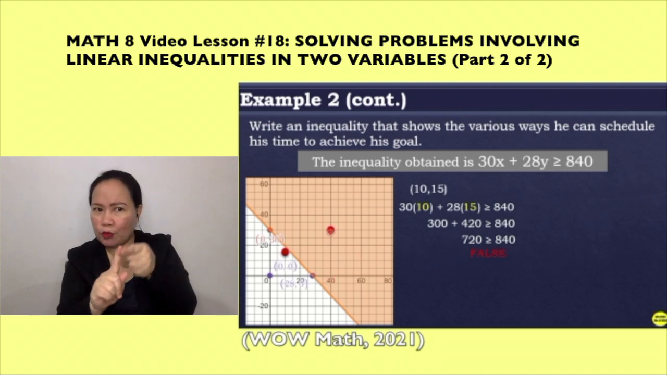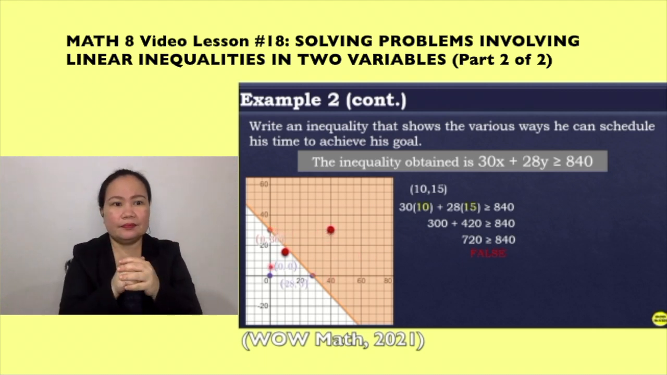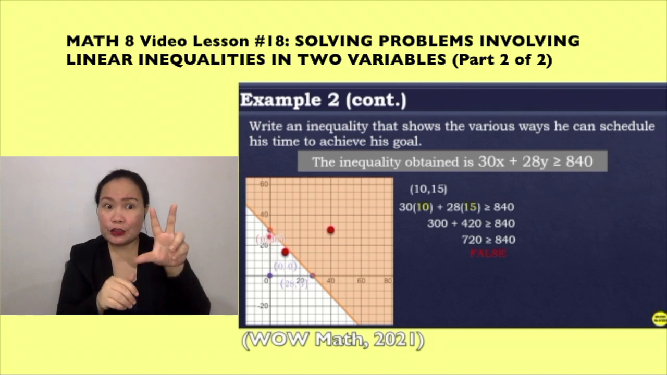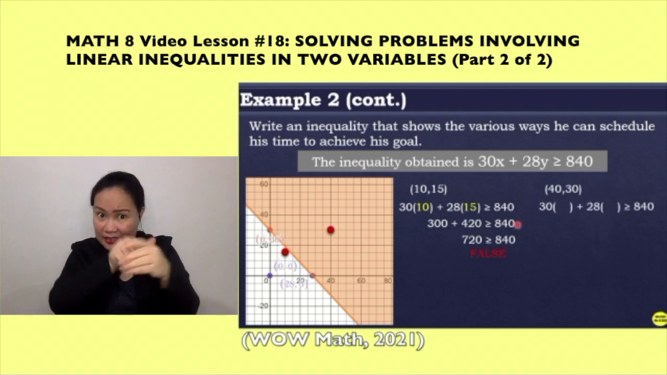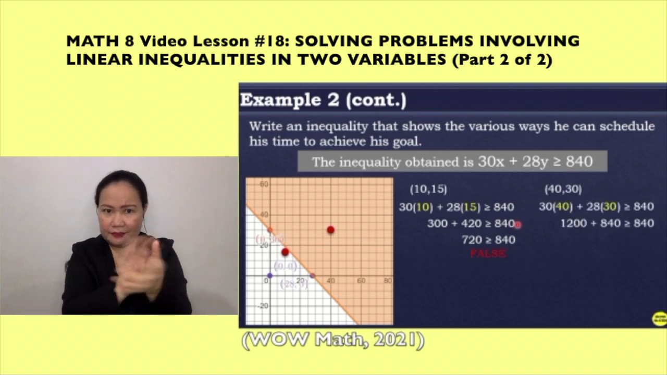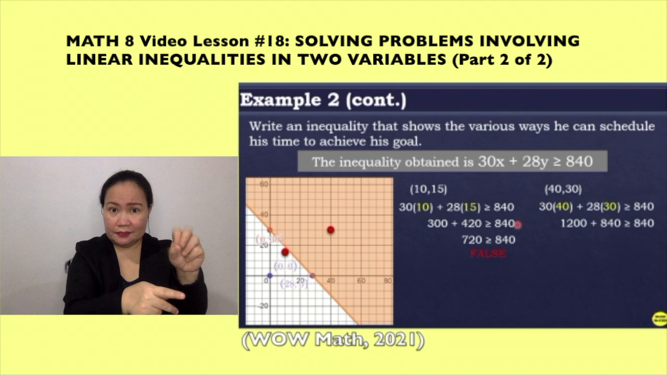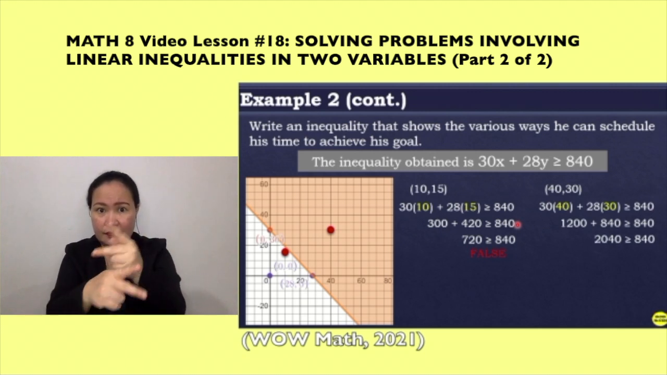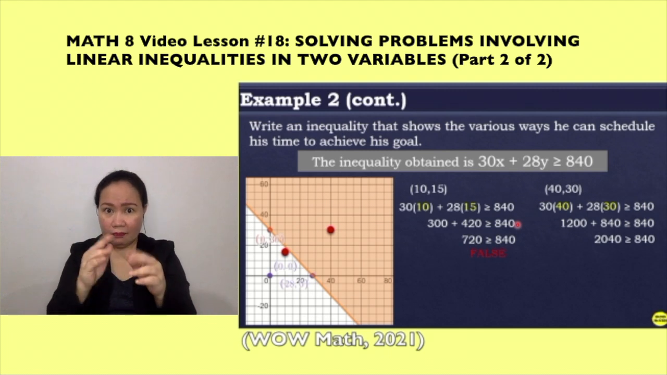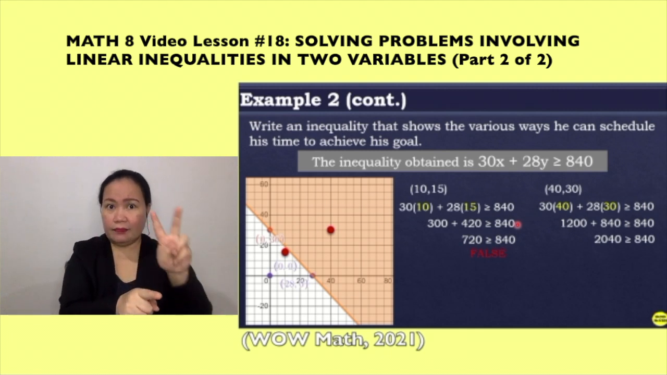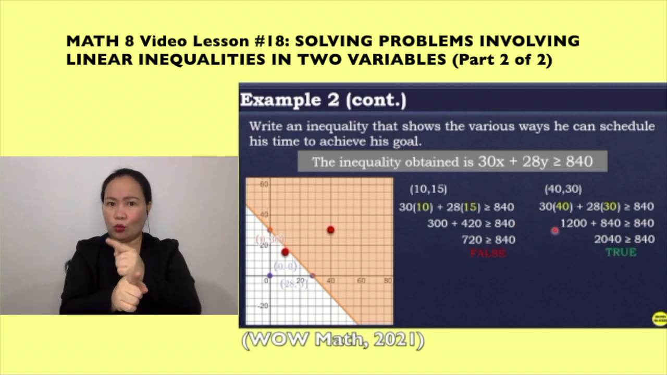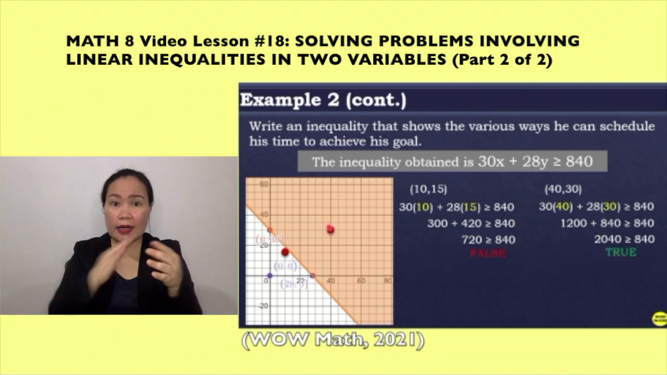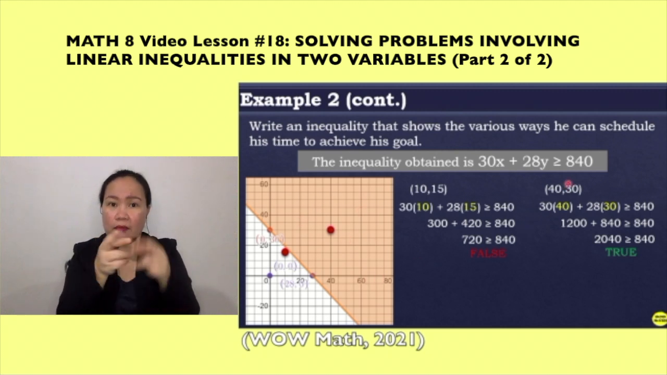So, ito ay 40 and then, 5, 10, 15, 20, 25, 30. So, let's try 40, 30. Okay, so substitute natin. So, you will have 1,200 and then 840. So, 1,200 plus 840, he will earn 2,040. Is it greater than or equal to 840? Yes. So, this is a true statement. So, as you can see, true siya, andun siya sa shaded region. That means, part siya ng solution.